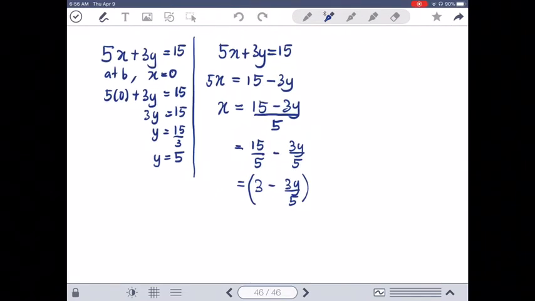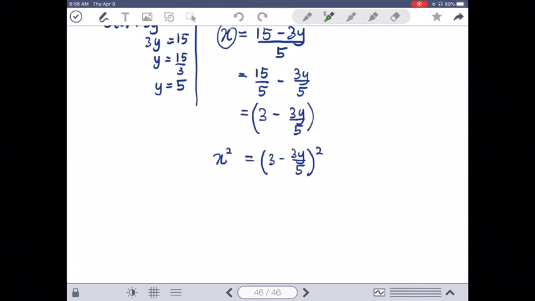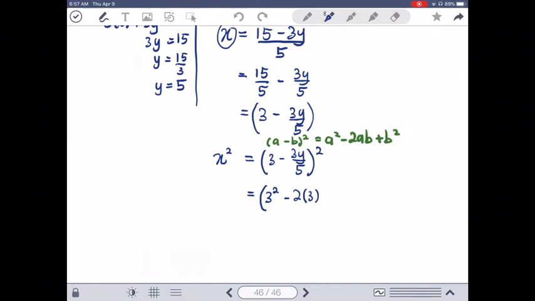Okay, but we don't want x, we want x squared. Means that we need to square 3 minus 3y over 5 to the power of 2. So again, if I have quadratic expansion, I would like to use the formula. You can just expand it like you usually do. There's many methods that can be used to expand brackets. But in this case, for me, I like to use the formula. If we have a minus b squared, we should get a squared minus 2ab plus with b squared. So which means that I should get 3 squared minus 2 times 3 times with 3y over 5 plus with 3y over 5 squared.